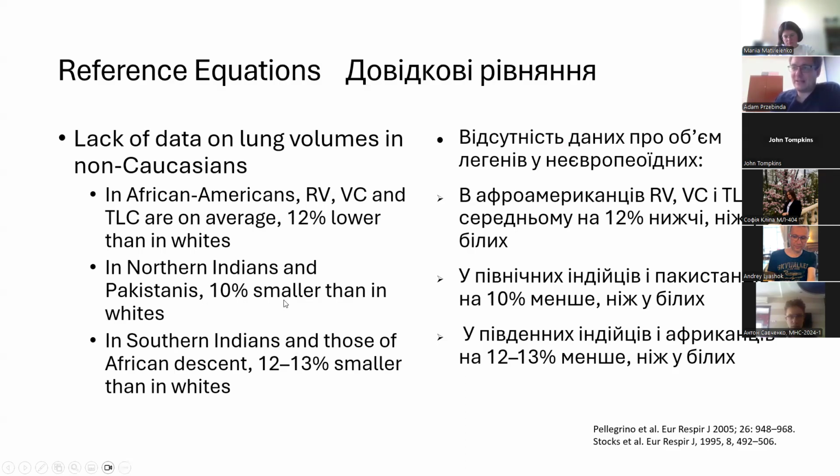Northern Indians and Pakistanis are again around 10% smaller than Caucasians. Southern Indians and those of African descent are again around 12% smaller than Caucasians. This is all explained by variations in chest size in different ethnicities, and by chest size, I mean height. The proportion of the chest height to their total height is what is causing this difference.